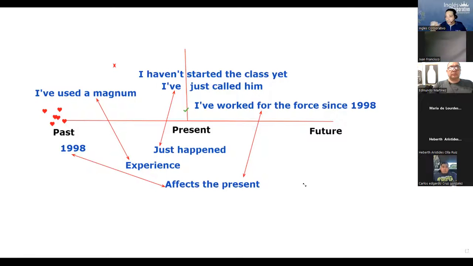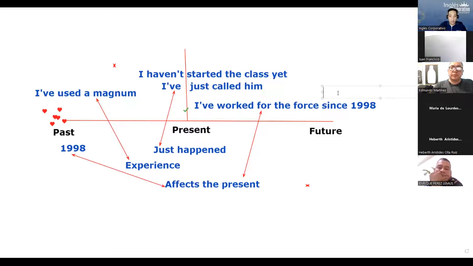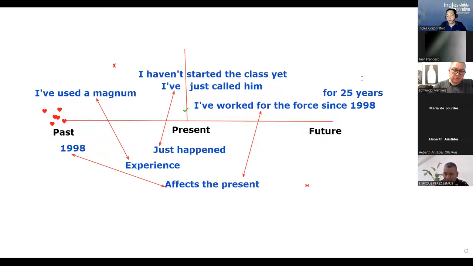Following the example of Edmundo, I could say, I have worked for the force for 25 years. Instead of since 1998, I can say for 25 years. I'm saying the same thing, right? Make sense? I've worked for the force for 25 years. A period of time.